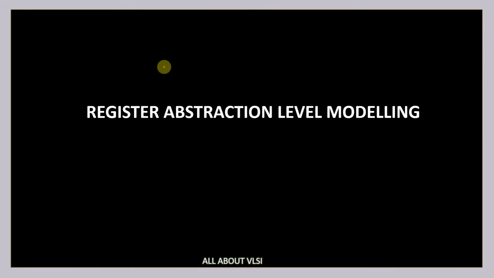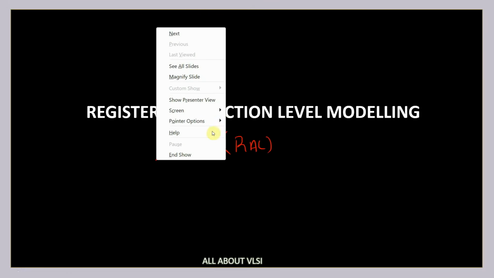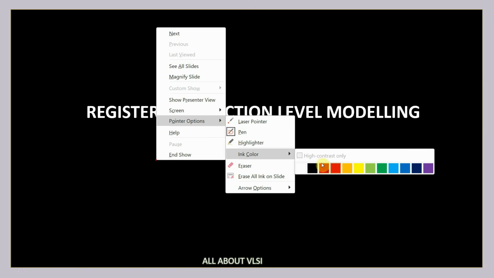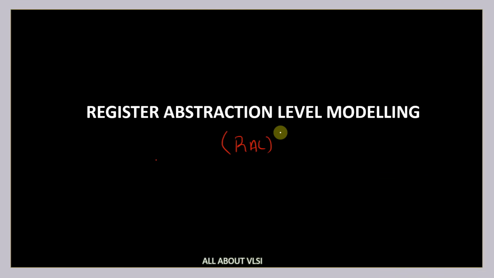In this video, we are going to start with the new topic, that is register abstraction level modeling, that is a RAL model. Okay. So in UVM, we have something known as a RAL model. Let us try to understand what this RAL model is. Before starting the discussion of this RAL model, we need to have some basic understanding of a few things that we will try to understand.